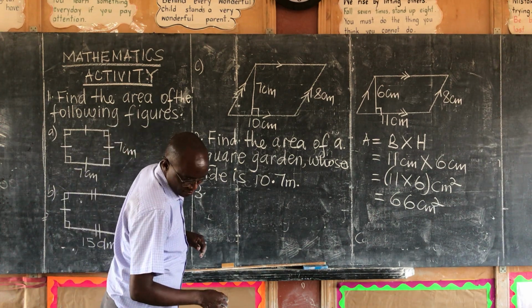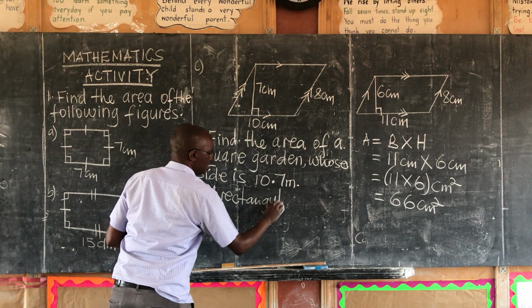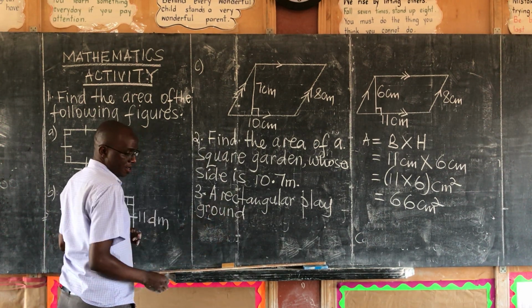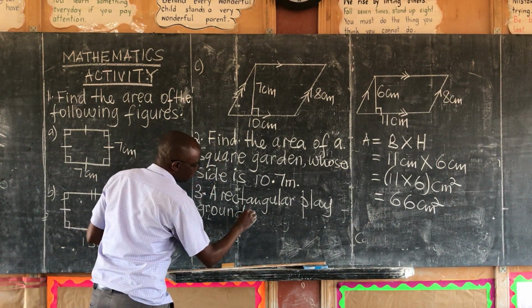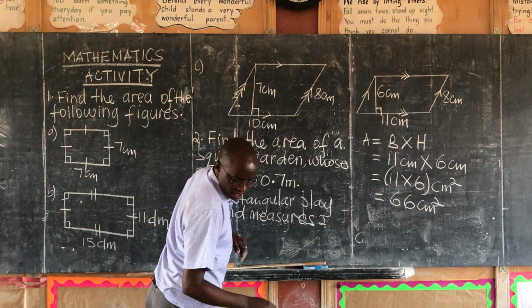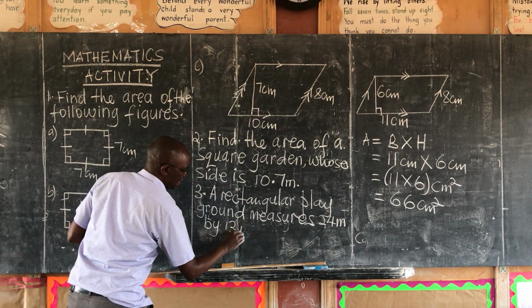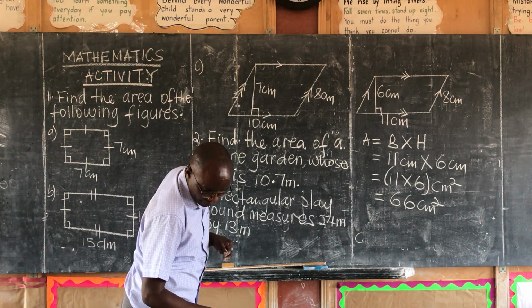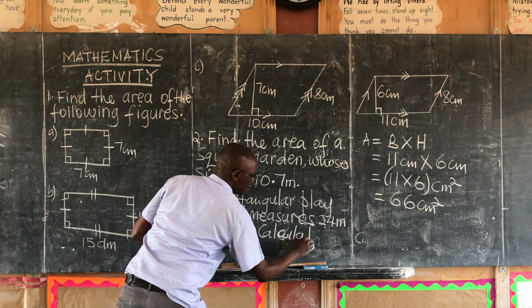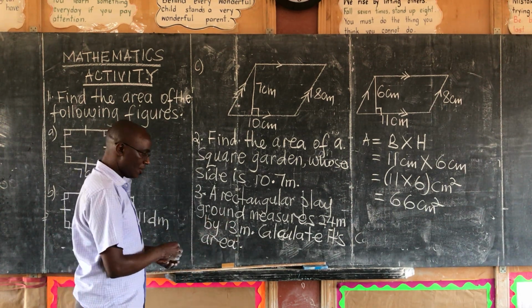Question 3. A rectangular playground measures 24 meters by 13 meters. Calculate its area.